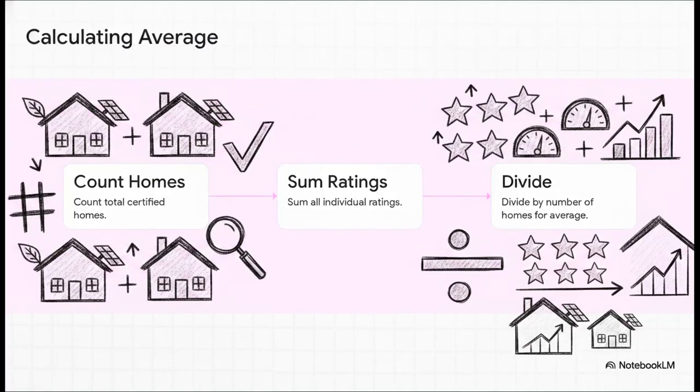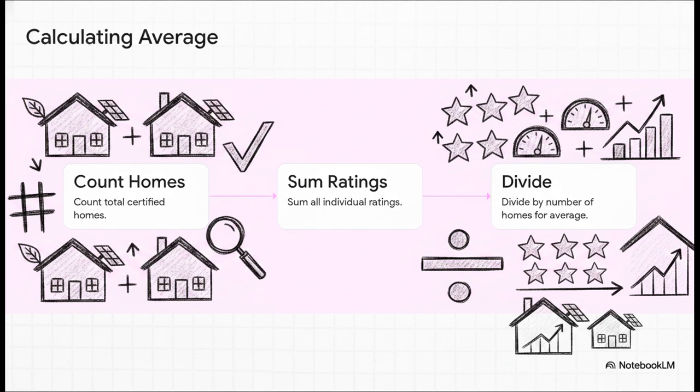Moving right along to Section 2, tracking energy efficiency ratings. So, how do we actually report this? Well, the standard requires a very specific three-step approach for your energy efficiency. First, you've got to disclose the total number of homes that obtained a certified energy efficiency rating. Then, you sum up all their individual ratings. And finally, divide that sum by the total number of homes to get your simple average.